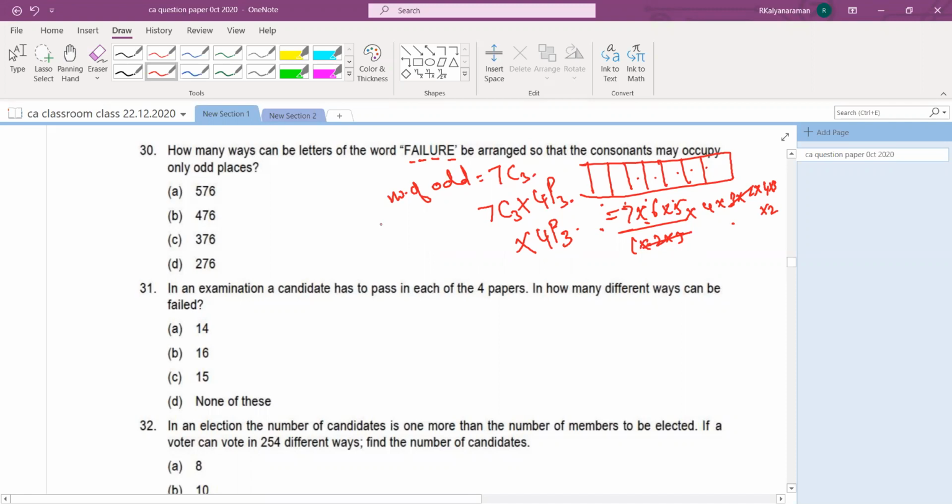We'll check this again. How many ways can the letters of the word failure be arranged so that the consonants may occupy only the odd places? So how many consonants can be arranged in odd places? There are 3 consonants. The 3 consonants can be arranged in how many odd places are there in 7? 4 odd places are there. So it is 7C4.